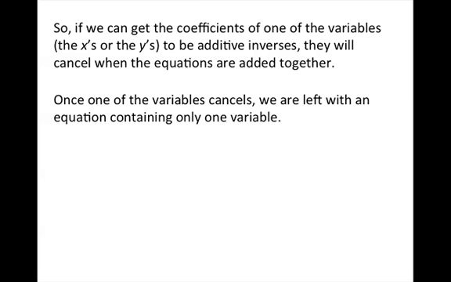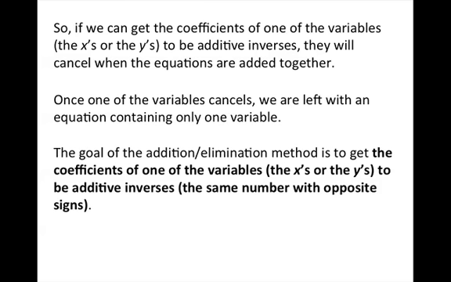Once one of the variables cancel, then we're left with an equation containing only one variable. The goal of the addition-elimination method is to get the coefficients of one of the variables, either the x's or the y's, to be additive inverses. You want them to be the same number with opposite signs.